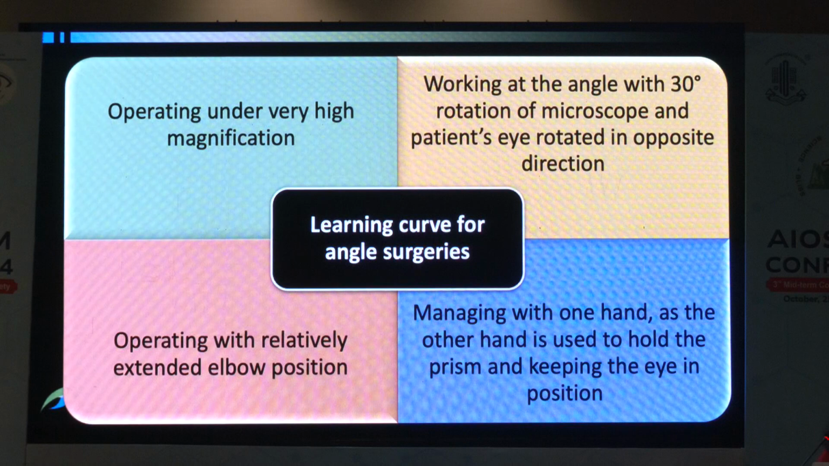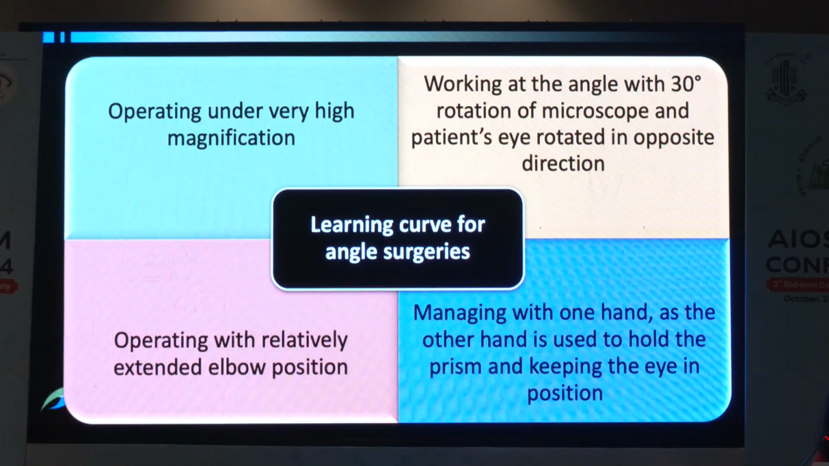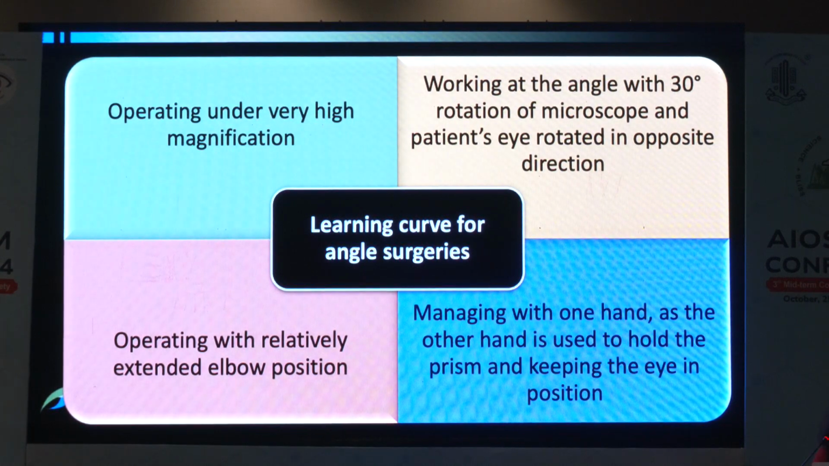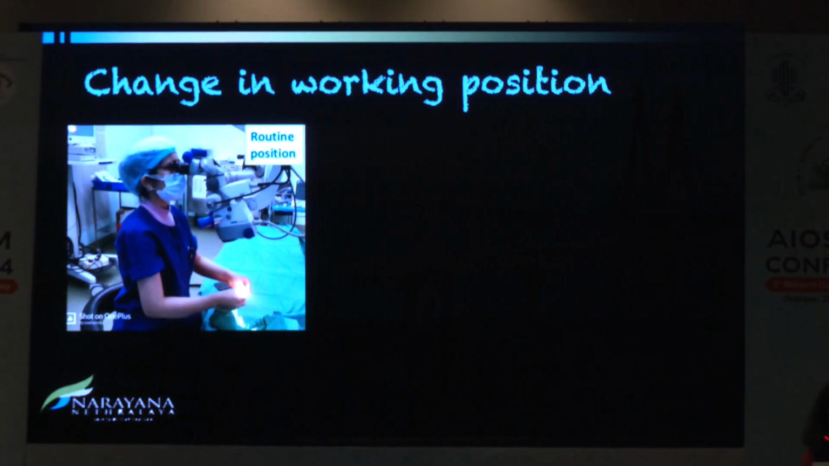There are certain difficulties when we move from cataract surgery towards angle surgeries. There is some learning curve involved because you have to operate under high magnification, you have to work at an angle, your patient's head is at a different angle, the microscope is at a different angle. So the ergonomics is a little different from cataract surgery. And you have to operate with one hand holding the gonioscope because you're looking at the angle. So largely most of the maneuvers involve one hand only. So those are the learning things that we have.